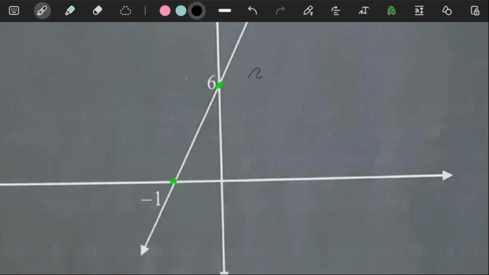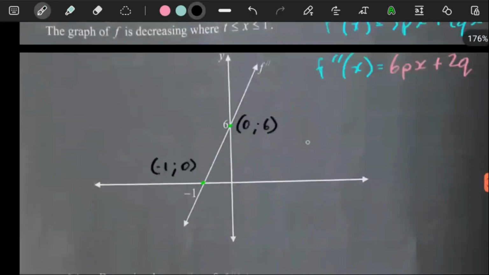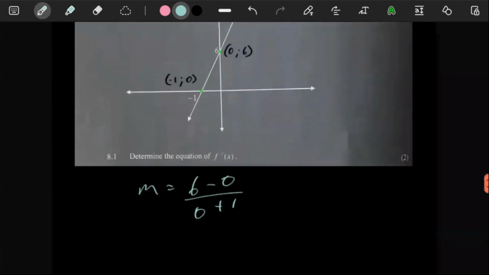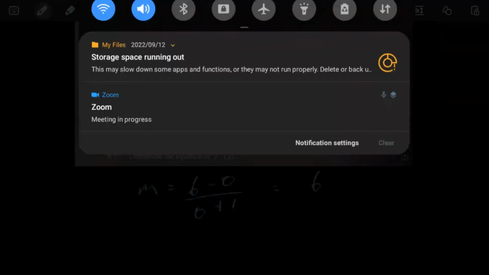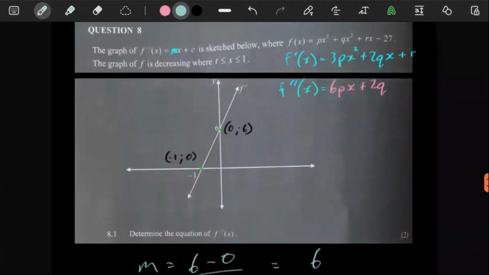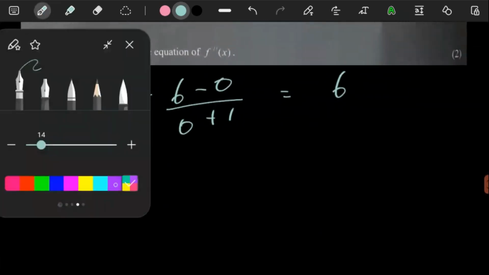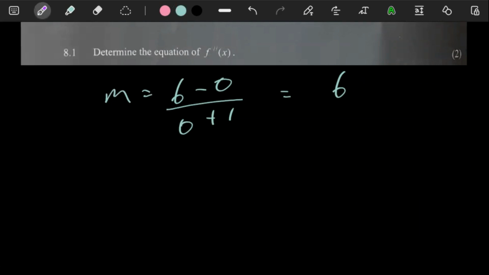We can easily get the gradient of this line because we have two coordinates given. There's an x value here, which is 0, y value 6. X value here, which is -1, y value 0. So these two coordinates can easily get us our gradient, which is m. So our m is going to be equal to (6 minus 0) over (0 minus 1, so you plus). And then this is just 6. That's the gradient. So if m is 6, it means that p is just a 1, but that's a story for another day. Well, not another day, but a few moments from now, we'll be using that information.